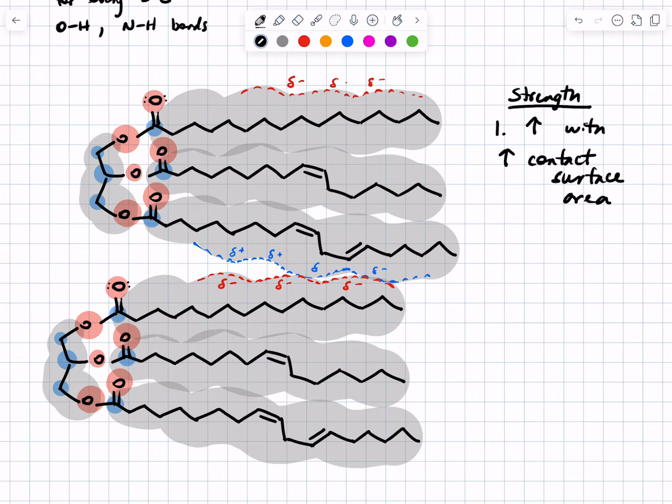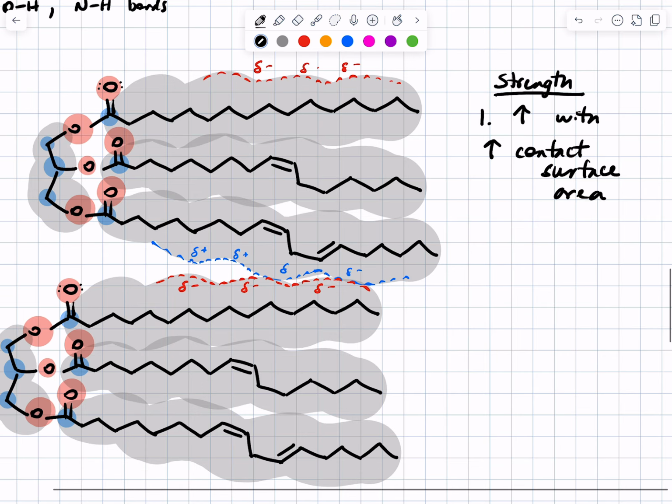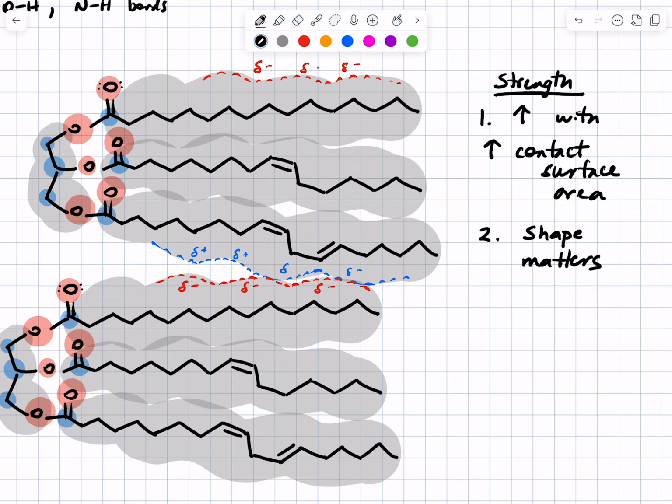Okay? So the more molecules are able to contact each other and actually get surface area in contact, the stronger the interaction will be. There are some related principles. Maybe I shouldn't have numbered these, because what I'm going to talk about here sort of follows from the concept of contact surface area. Principle 2 is shape matters, because some shapes can contact each other more closely than others, and I'm going to demonstrate that in a little bit.